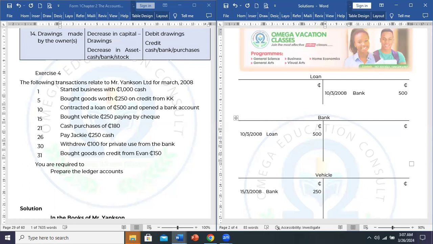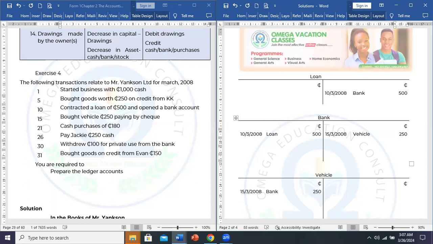So 15th March 2008, vehicle, that's 250. Very simple. Very, very simple. Let's quickly run through the rest and see if we can move on to balancing the account.